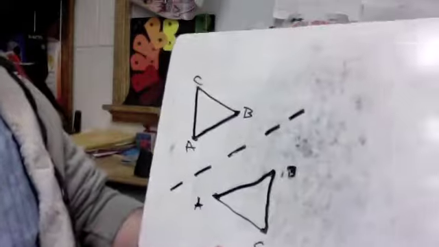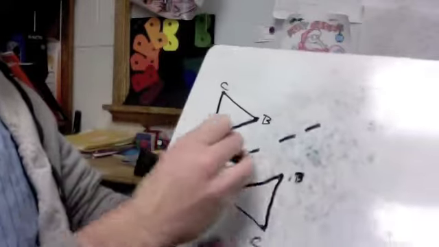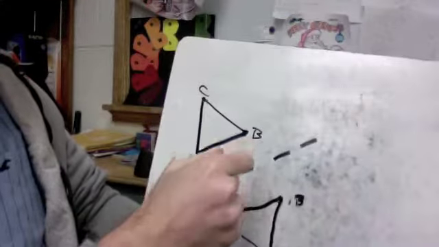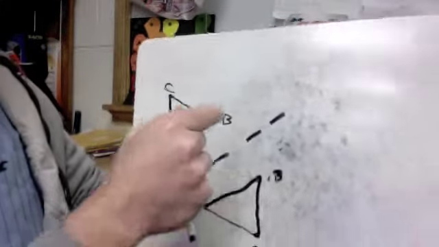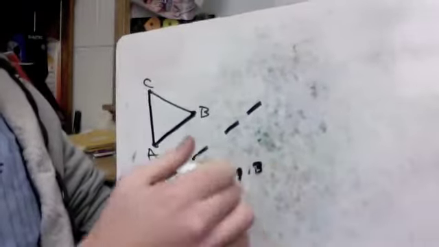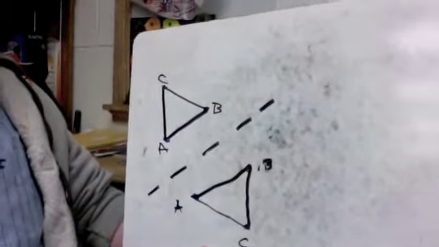Now I could have drawn this reflection line any way I wanted to. I could have drawn it like this. I could have drawn it like this. Either way, you still have to figure each point, how far it is away from the reflection line, and make it the same distance on the other side of the reflection line.